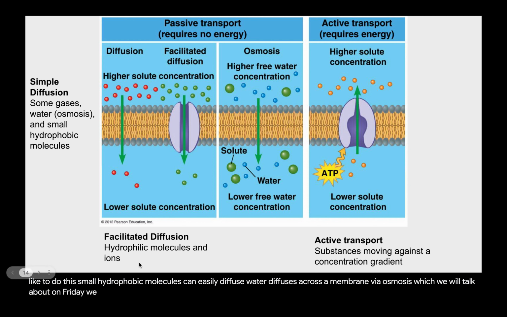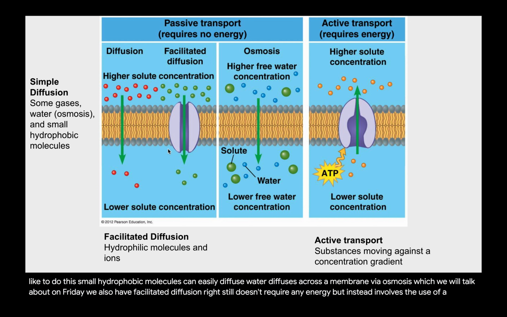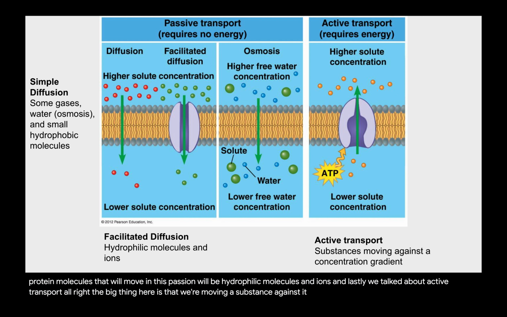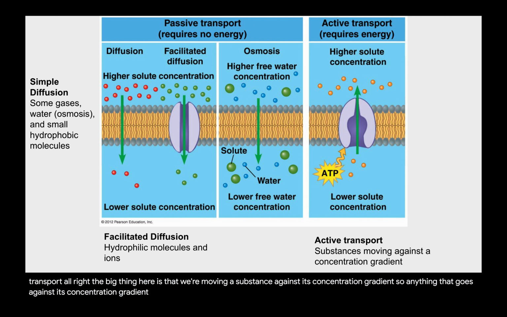Okay. We also have facilitated diffusion, right? Still doesn't require any energy, but instead involves the use of a protein. Molecules that will move in this fashion will be hydrophilic molecules and ions. And lastly, we talked about active transport, right? The big thing here is that we're moving a substance against its concentration gradient. So anything that goes against its concentration gradient will be utilizing some type of energy, generally ATP, and going through active transport.